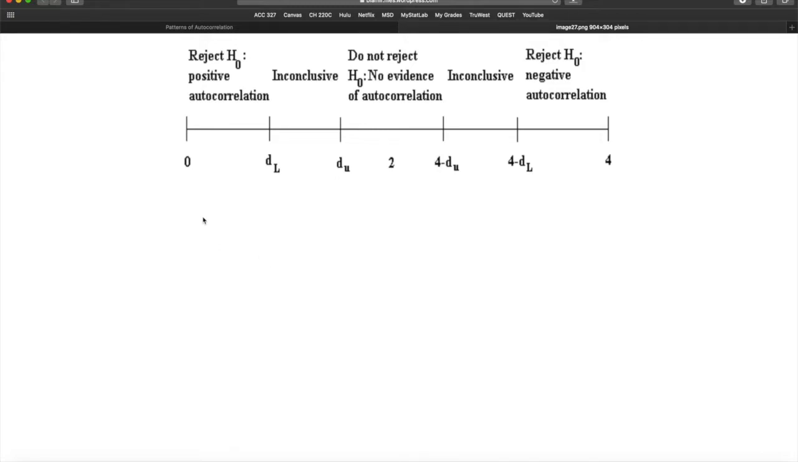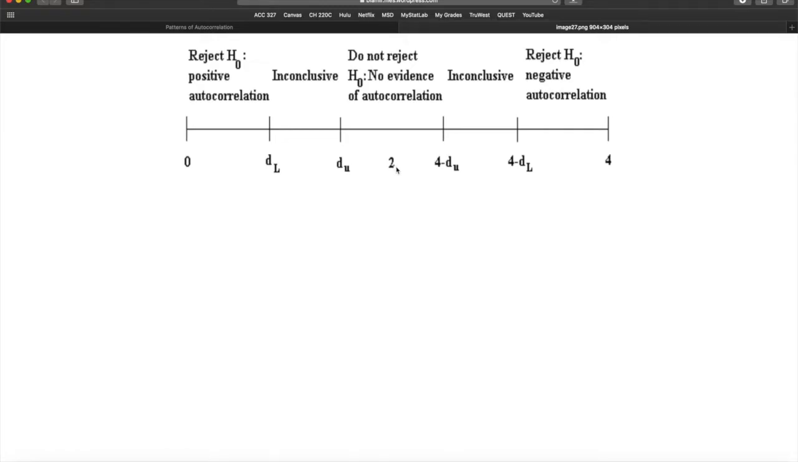So for example, if your Durbin-Watson statistic falls between 0 and your low critical value, then we say that there is positive autocorrelation. If it falls between your low and your high critical values, then we say the test was inconclusive. And if it falls between your high critical value and 2, then we say that there's no evidence of autocorrelation at all. And so this first half of the table, from the values of 0 to 2, is really relevant if your Durbin-Watson statistic is between 0 and 2.